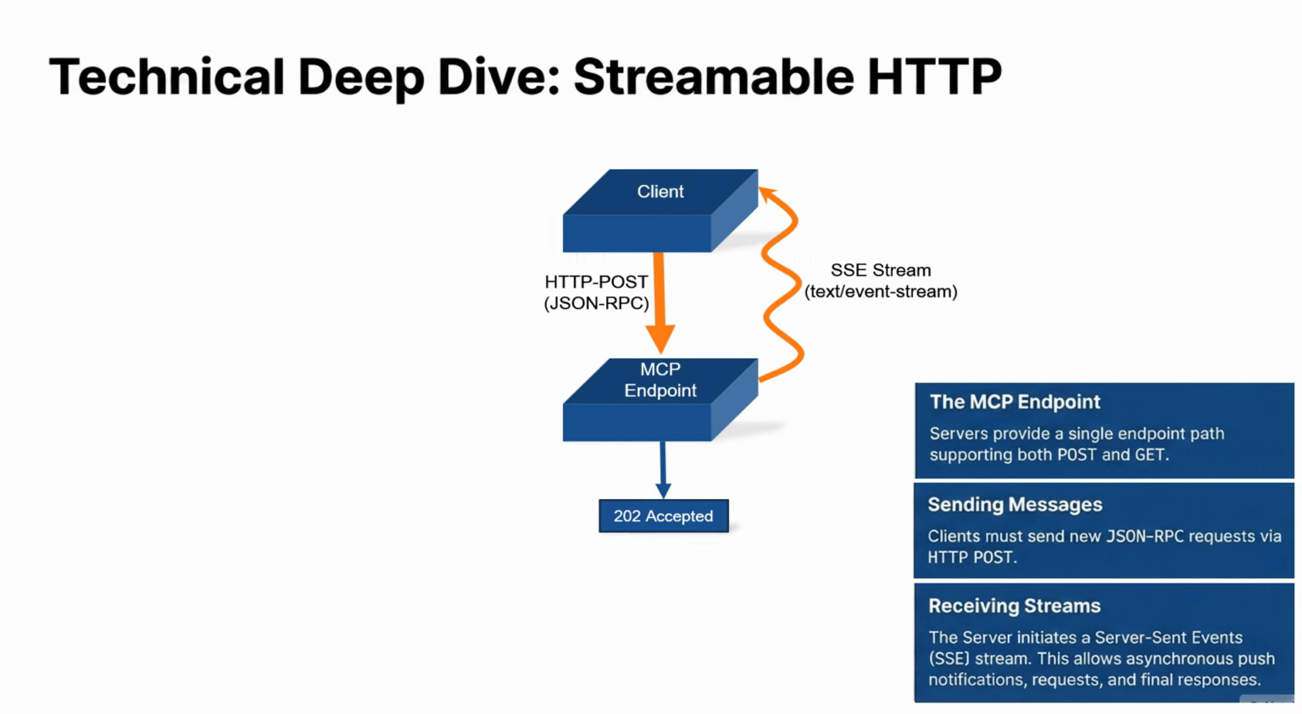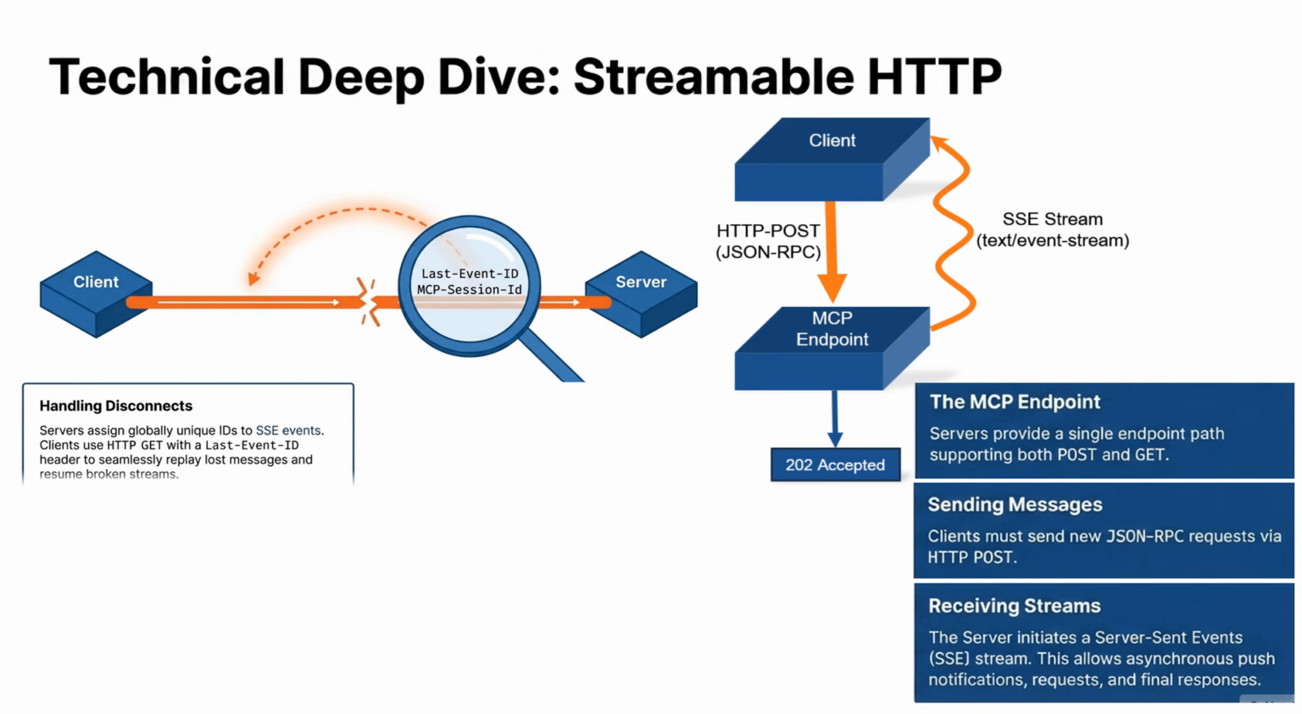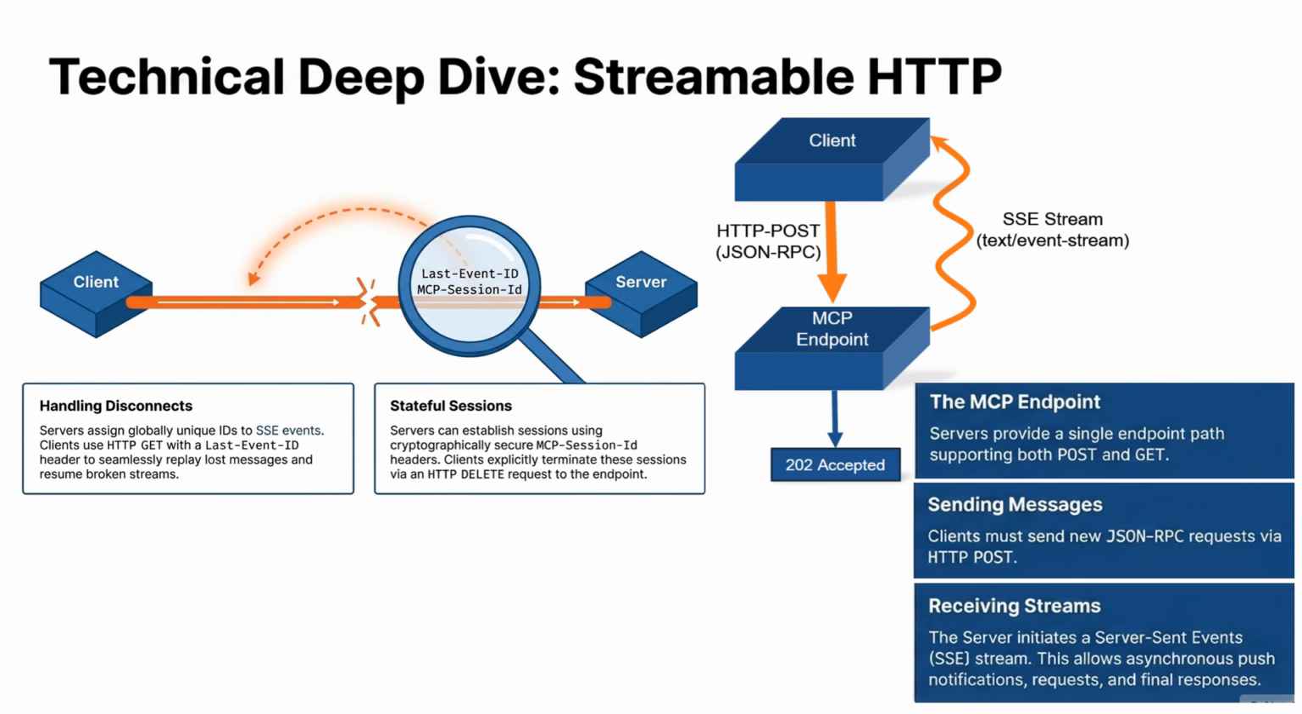Let's also talk about the reliability of the remote connectivity. What happens if your Wi-Fi blips? No stress. MCP has resumability. Every event gets a last event ID. If you disconnect, the client just says, "Hey, I last read event number 10," and the server replays the lost messages. We also use stateful sessions with a secure MCP session ID header to make sure the server remembers exactly who you are during the whole conversation. That's how we get remote reliability with resumability and session management.